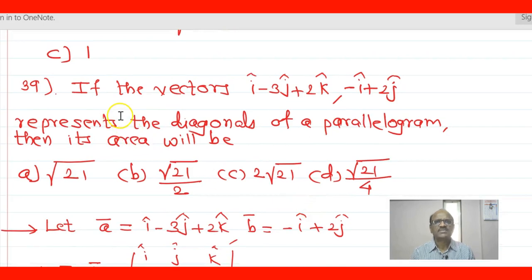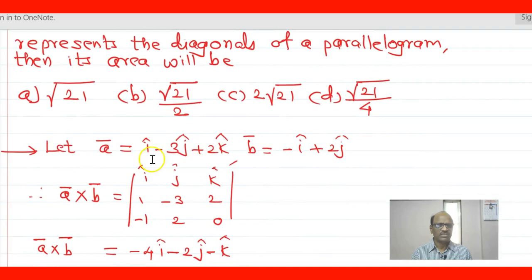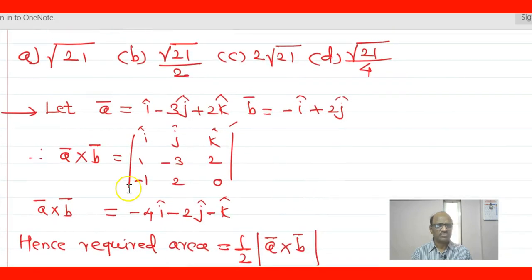Now next, if the vectors i cap minus 3j cap plus 2k cap and minus i cap plus 2j cap represent the diagonals of a parallelogram, then its area will be. These are the diagonals. Now to find out, this is A bar and this is B bar. Now find out the cross product, that is A bar cross B bar is equal to the determinant of i cap, j cap, k cap, then the coefficients 1, minus 3, 2, minus 1, 2, and k is not there, therefore it is written as 0.